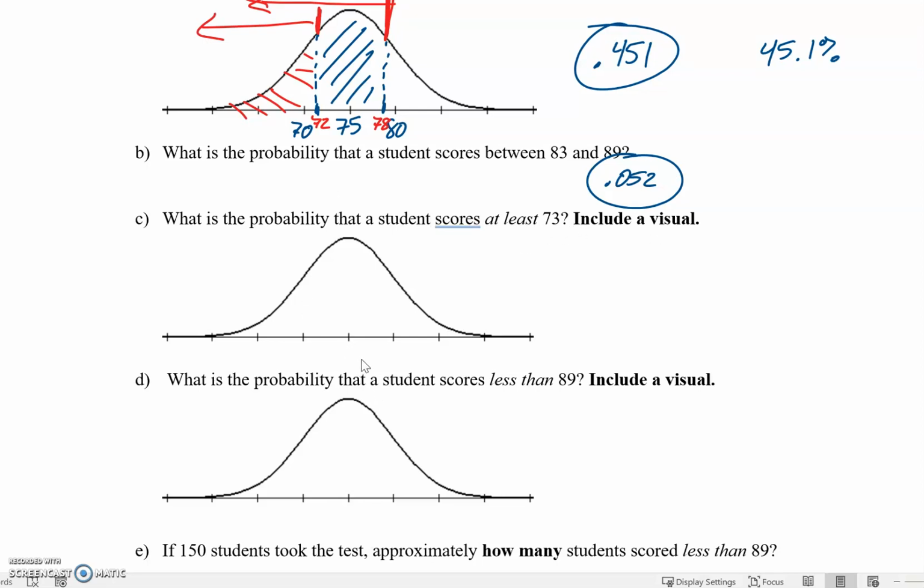Now, we said our mean is 75. Standard deviation is 5, so 70 is back there. So 73 is like here somewhere. And if we're saying at least, that means we want all this area. Well, we know that our norm distribution is going to give us the area to the left. So we can just do 100% minus the area that's found there. Or again, because we're doing decimals, we can just do 1 minus that area.